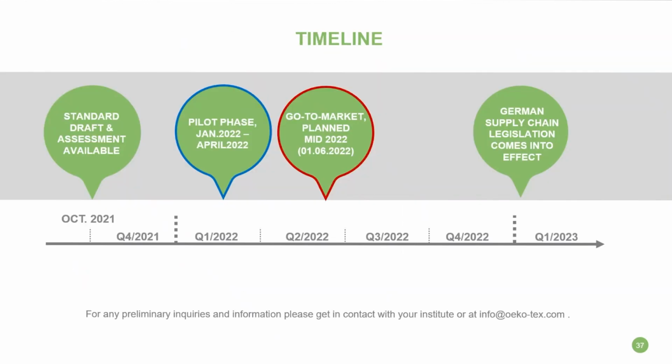And here also a little bit of a timeline. So we started at the end of 2021. We drafted a standard for this certificate, and also we produced the assessment. We are now in the pilot phase for this certification, and we plan to go to market in the middle of this year, so that we have some time until the beginning of 2023, when the German supply chain legislation will come into effect.